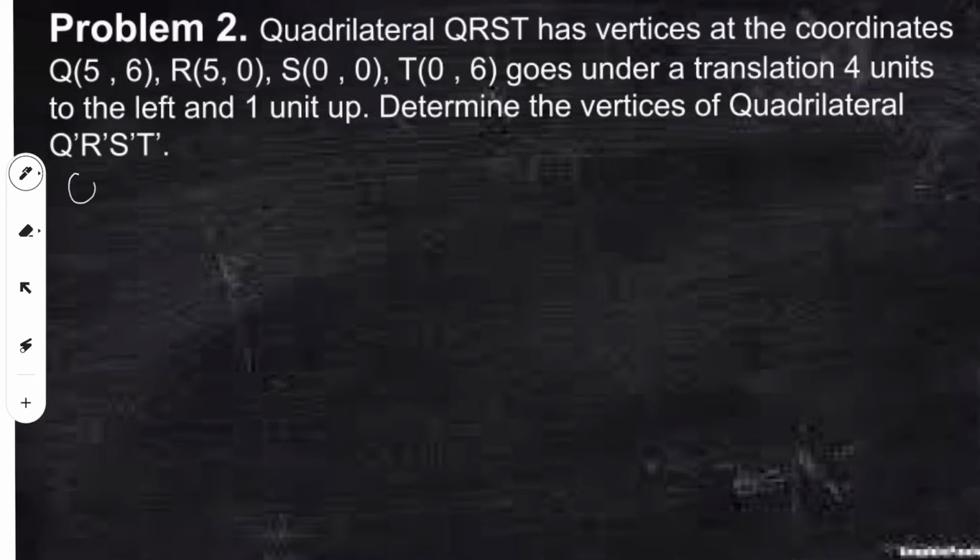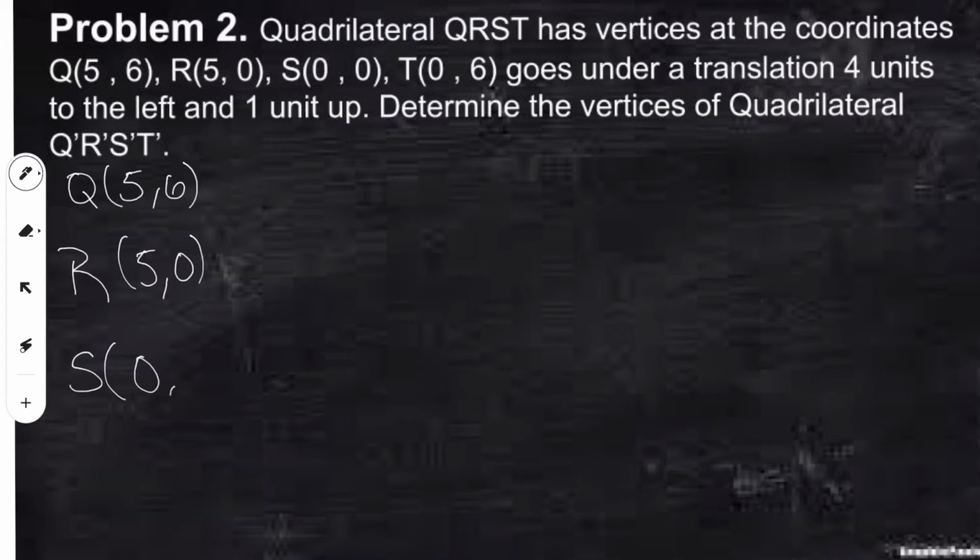So I see that Q is the point 5, 6. R is the point 5, 0. S is the point 0, 0. And T is the point 0, 6.